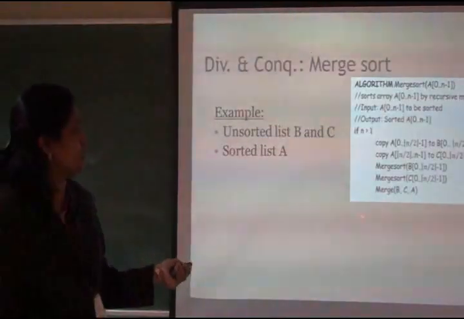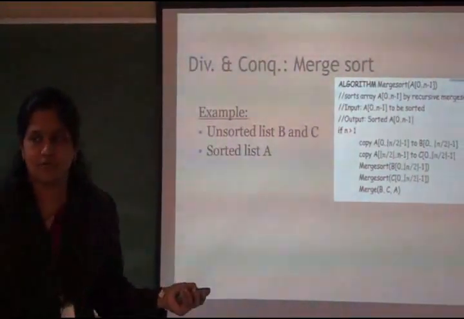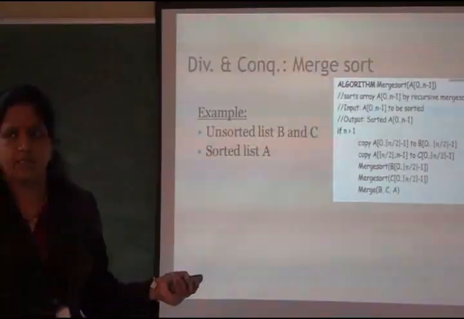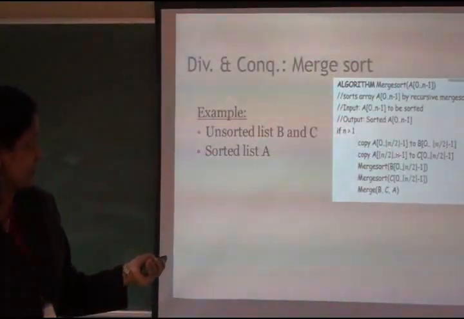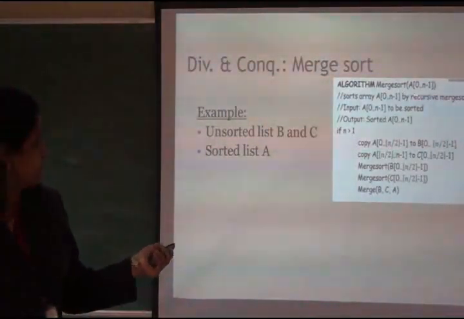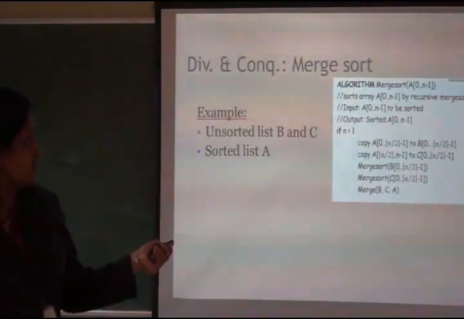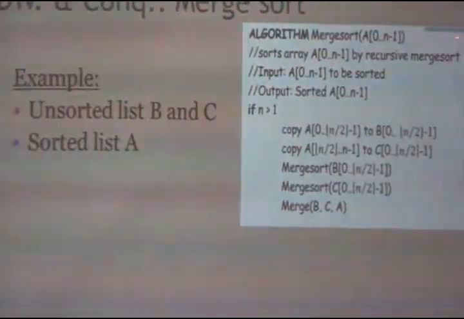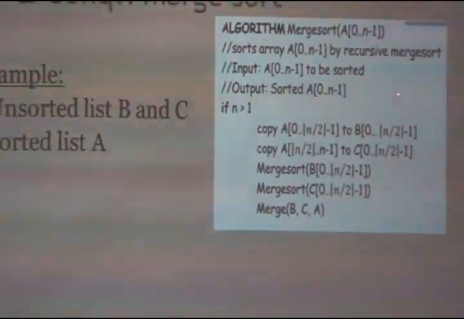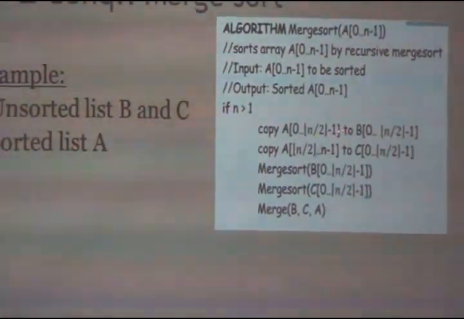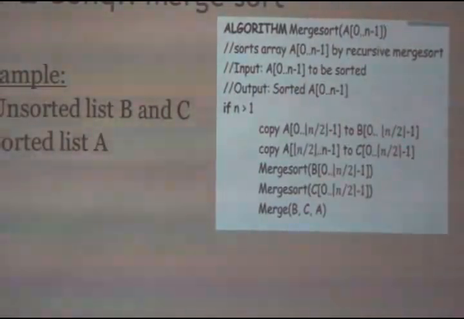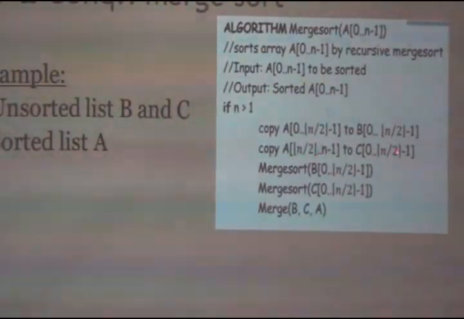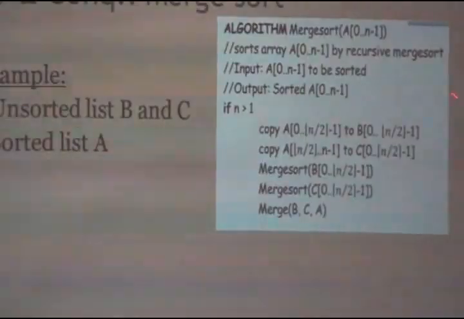See, this is for an unsorted array. The same thing we have done, we can solve both. For an unsorted array, an array A of 0 to n is given, you have to sort it and write it back to the same array. So you divide: copy A of 0 to n by 2 minus 1 into B, and the rest of A into another array.